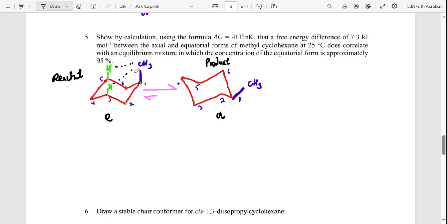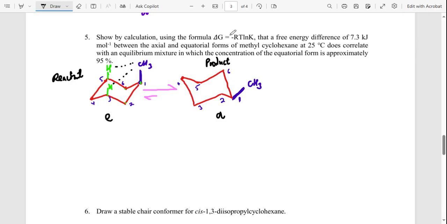So if you know the energy of the guy that is in the equatorial and then the energy of the guy that is in the axial, you can actually calculate the change in energy between the two molecules. How can you calculate the change in energy? Change in energy is given just by product minus reactant.